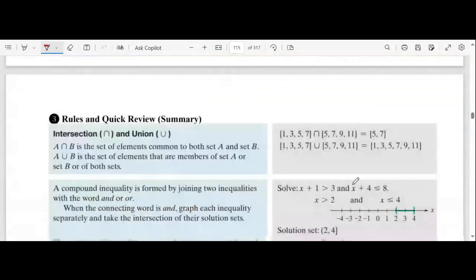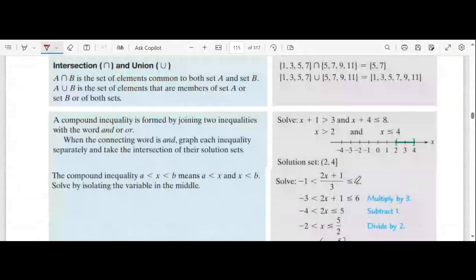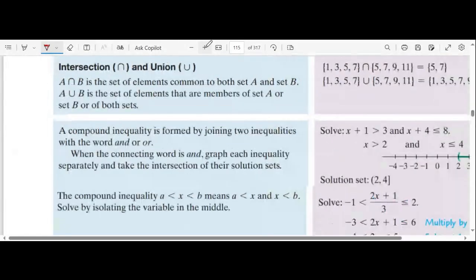Now let's take a summary and then we'll go step by step for each solution. It says intersection, and this is the symbol, and union, and this is the symbol. A intersecting B is the set of elements common, meaning what does common mean? Common to both set A and B.